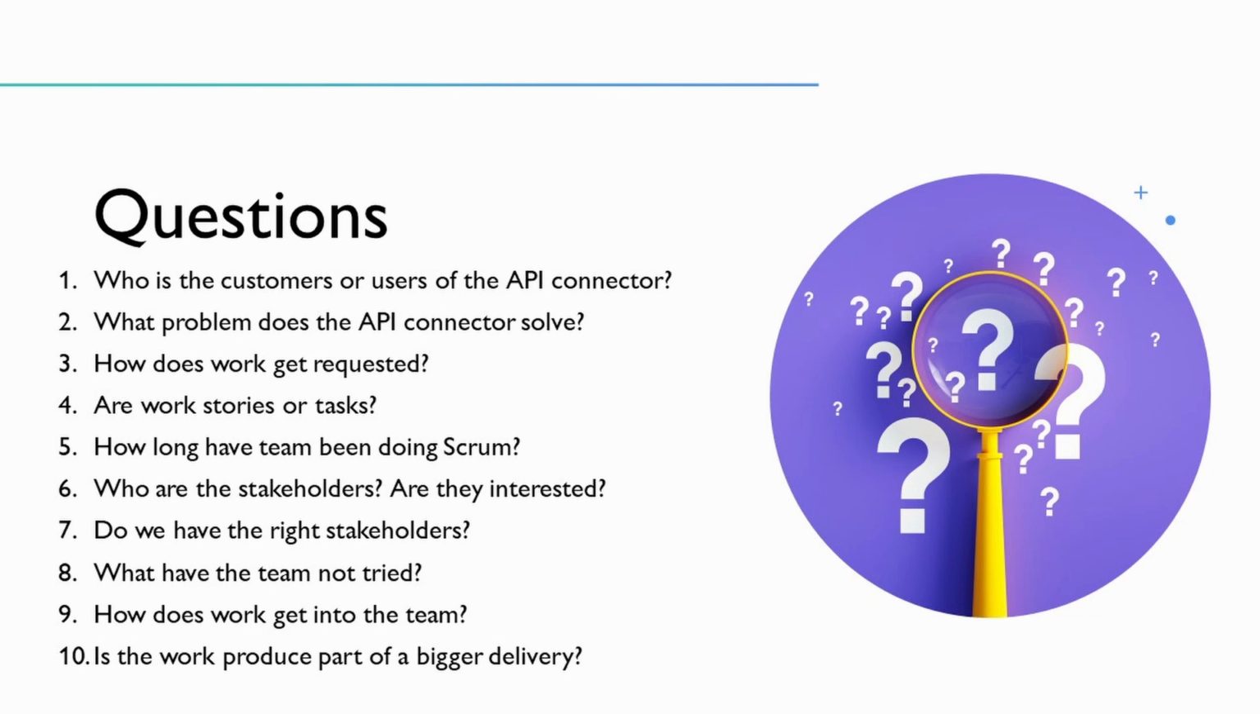How long has the team been doing Scrum? Who are the stakeholders? Are they even interested in it? Do we have the right stakeholders? What has the team not tried? How does work get into the team? Is the work produced part of a bigger delivery? What are the questions you have after seeing and reading that scenario?